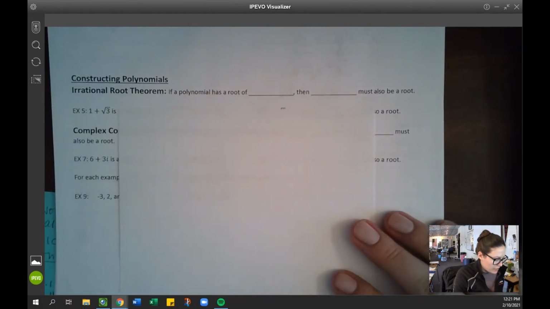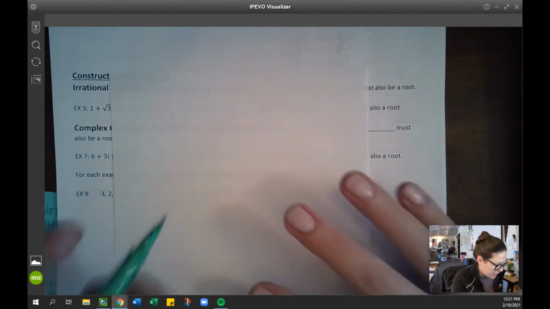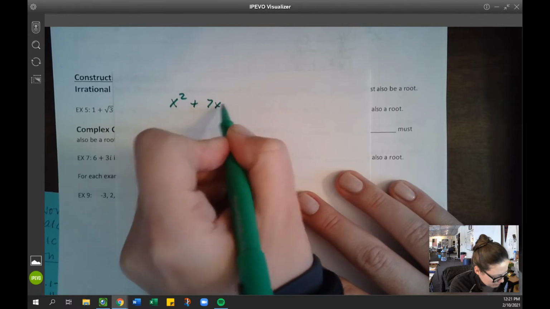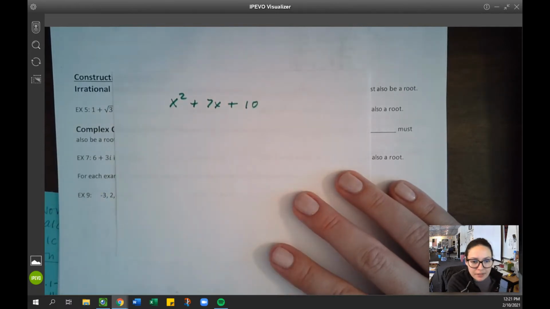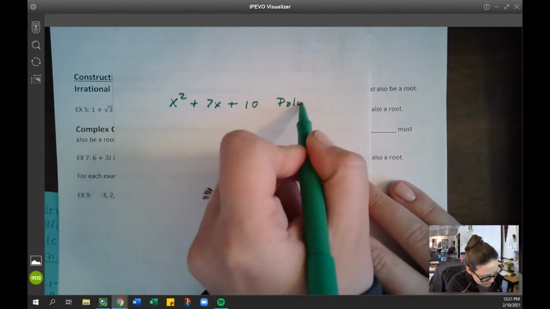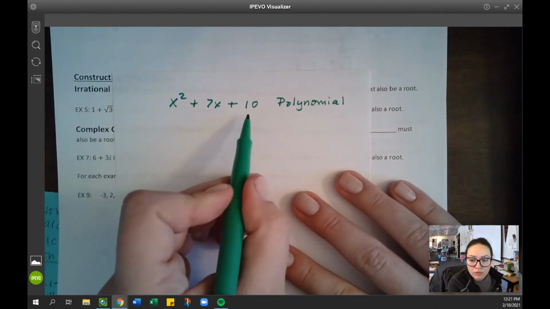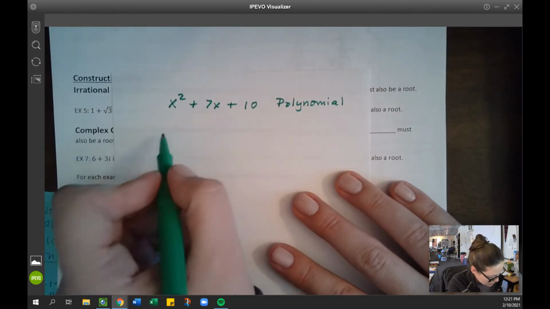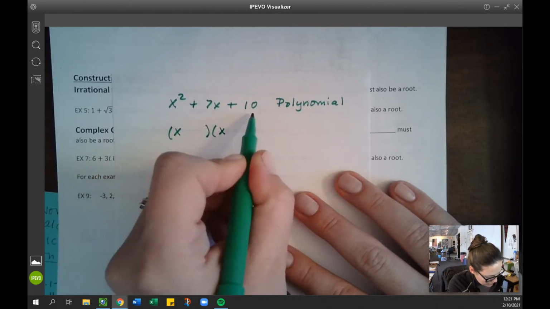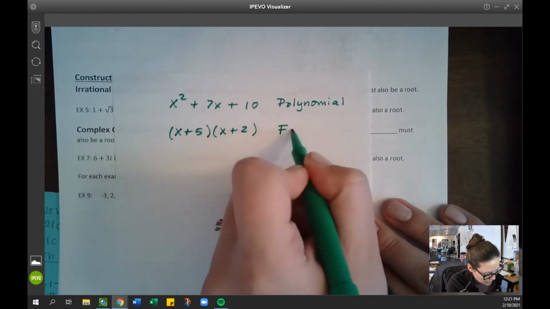Before we jump into this, I want to start with something that you might be a little more familiar with. Let's say I have a quadratic polynomial, x squared plus 7x plus 10. So this is a polynomial, and I can rewrite a polynomial in its factors. If I were to factor this, I would end up with x plus 5 and x plus 2. So these are factors.